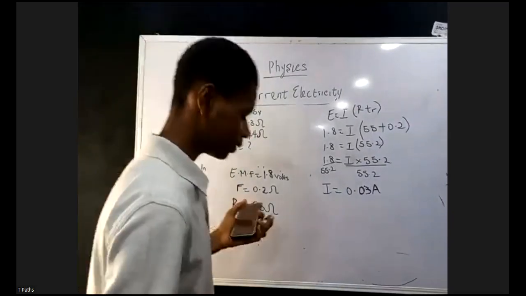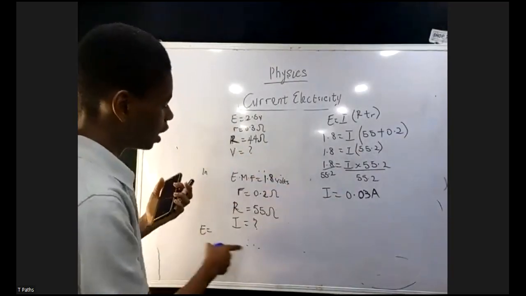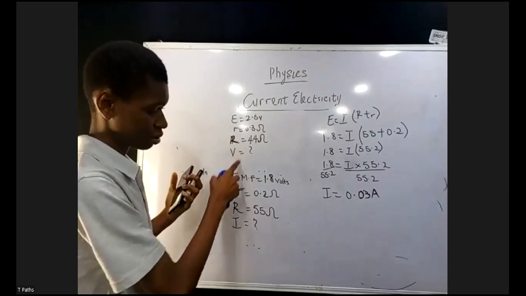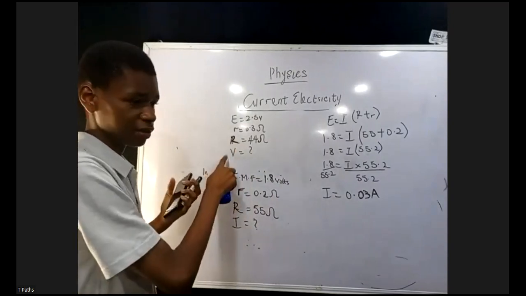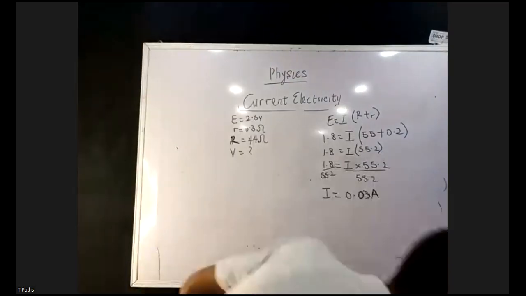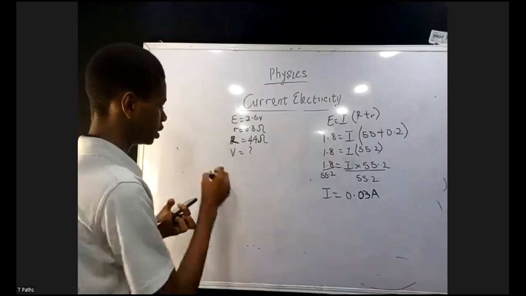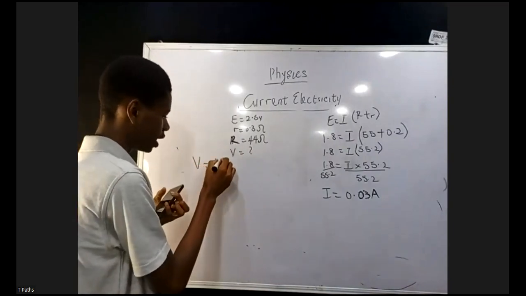The first question asks us to find the current passing through the circuit. This one is asking us to find the voltage across the external resistance. So now, don't forget, my voltage is V equals IR. That's my potential difference, or what you call voltage. V equals IR.